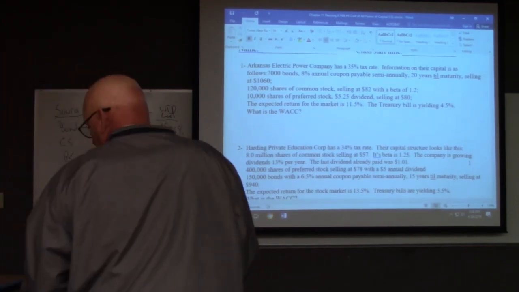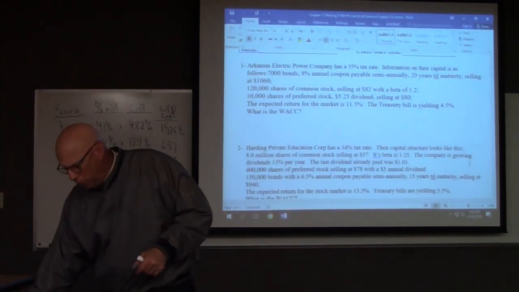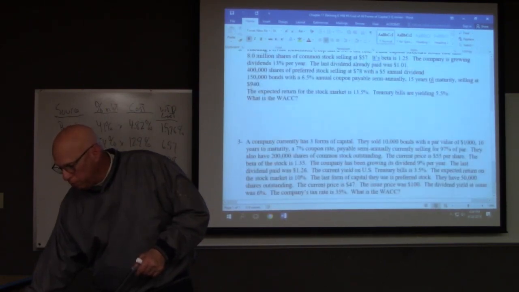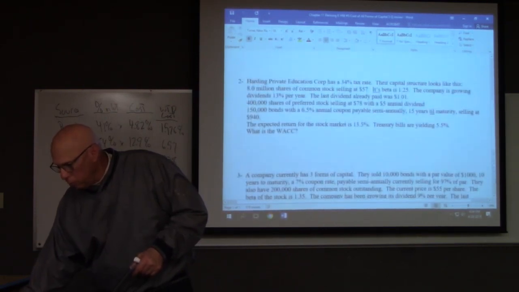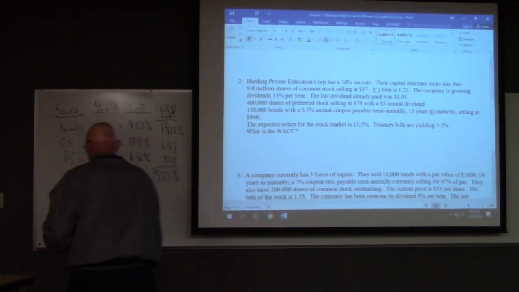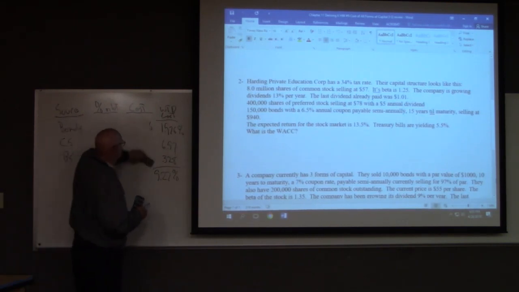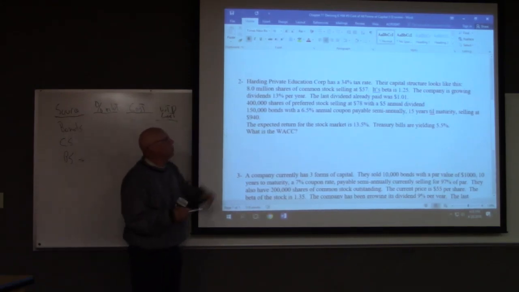So let's work another problem. How many do we have here? We've got 3 problems. Let's work one more. Preferred stock. Okay, let's work number 2, and then I'm going to let you work number 3 on your own. So all this goes away. We still have 3 sources of capital in here. We have bonds, preferred stock. So we're working number 2.